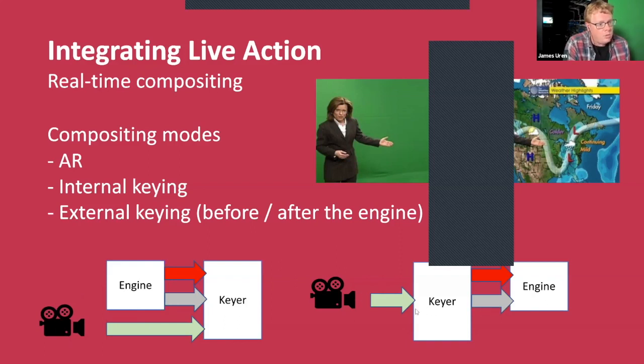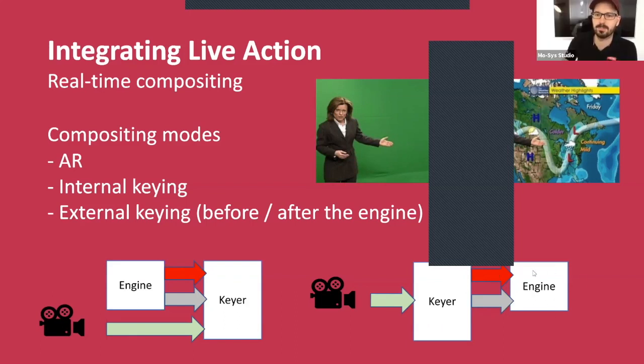To enable that, we have what we call post-keyer mode, which is all still using an external keyer, but now the keyer is before the engine. The fill and key signals that I showed you, the mat and the corrected front plate, are then composited in the engine, and now the engine can have reflections and shadows. Of course, this is more computationally heavy.